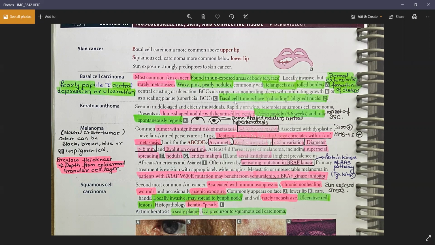Please note that it grows rapidly, within 4 to 6 weeks, and then it spontaneously regresses. Stefan can ask you this fact about it. So it grows rapidly, and within a month, it will attain its maximum size, and after that, it will start regressing.